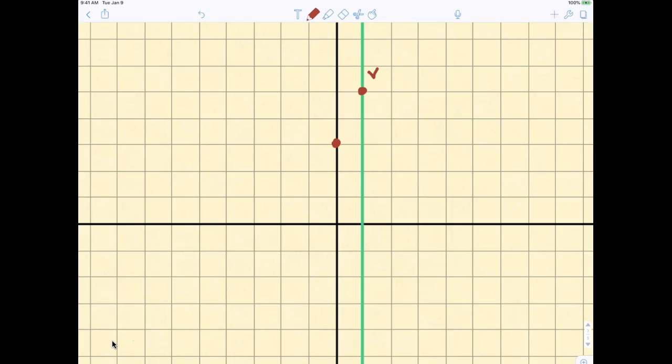Because we're measuring to the axis of symmetry. That is 1, correct? So I'm counting over 1. That's the other point right there. Does everybody agree? And now what am I doing? Making the parabola. That's what it looks like.